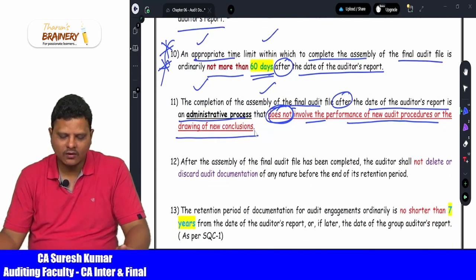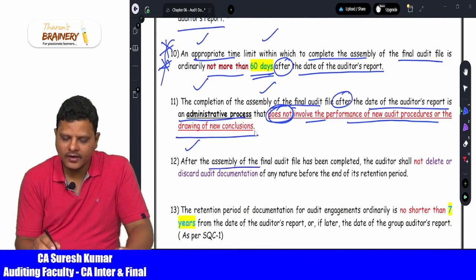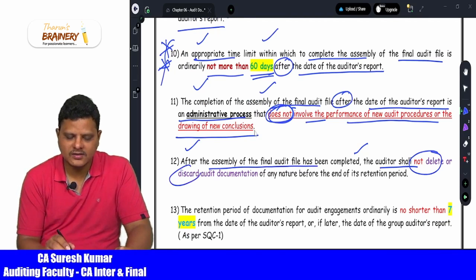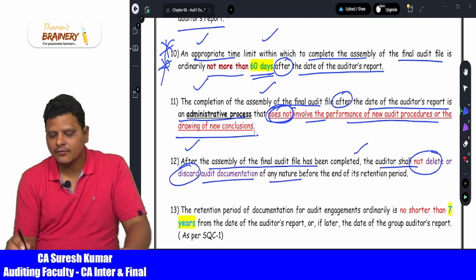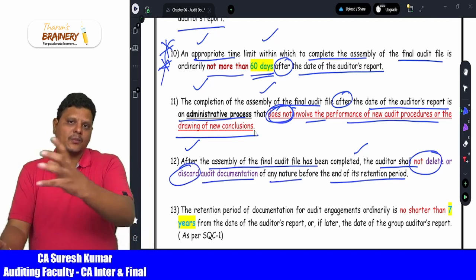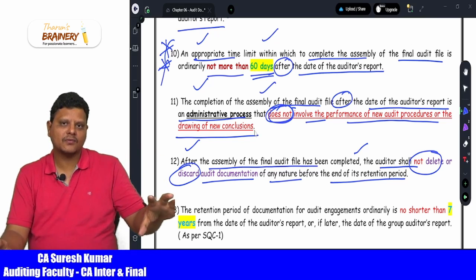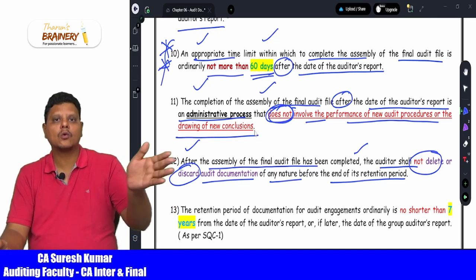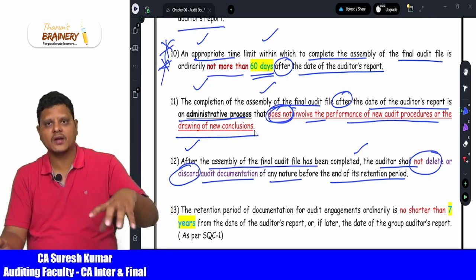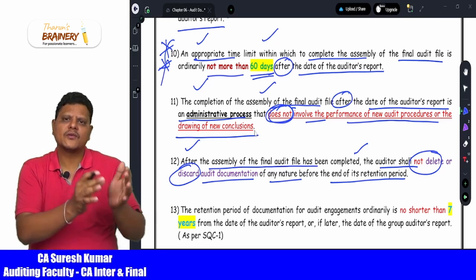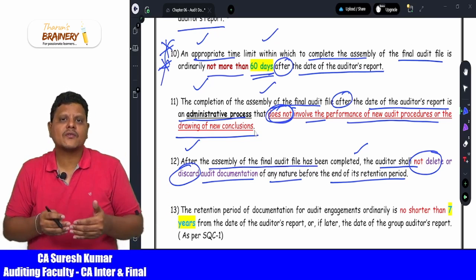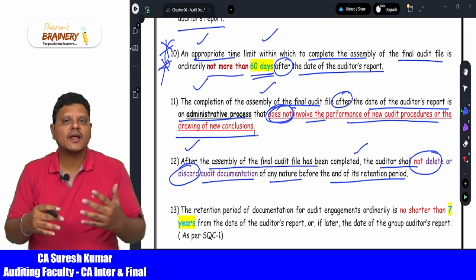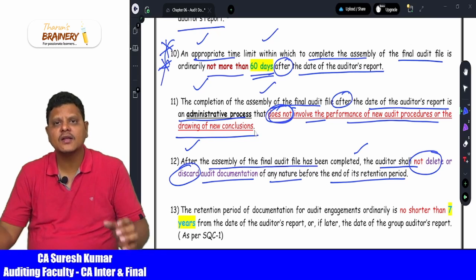Now comes, after the assembly of audit file has been completed by the auditor, auditor shall not delete or discard the audit documentation of any nature before the end of his retention period. So once assembling process is completed, auditor has kept everything in one file. He should not delete unless there is a duplication. Example, I gave the same work to two audit members. Two audit members have done the same assignment and they gave two different files. Two different files have the same data. There is no purpose of keeping the same data. Hence, I can delete one file because it is a duplication. So one file I have to keep. So I need to maintain this for the retention period.